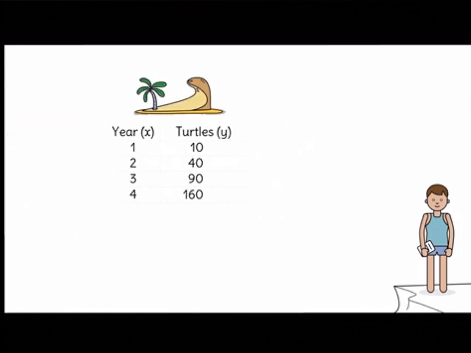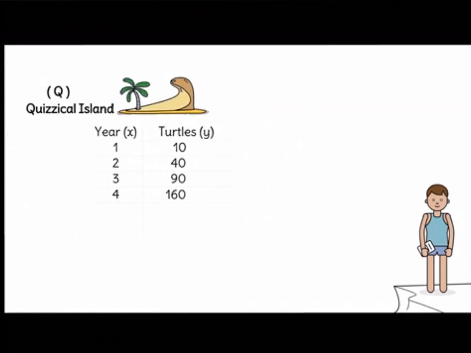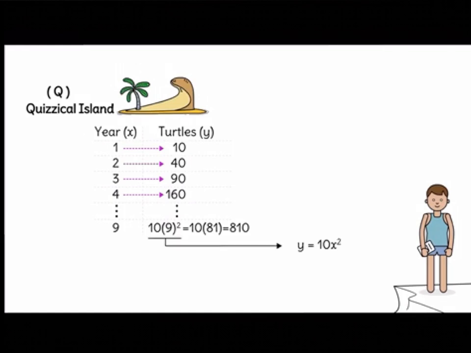How about Quizzical Island? Sam missed his data collection on year 0, but on year 1, there were 10 turtles. On year 2, there were 40, and on year 3, there were 90. Those numbers are quite quizzical. There seems to be a relationship to the number of the year. Yes, the y values are just 10 times the square of the year. For 9 years, there would be 10 times 81, or 810 turtles. Quizzical. The function is y equals 10x squared.